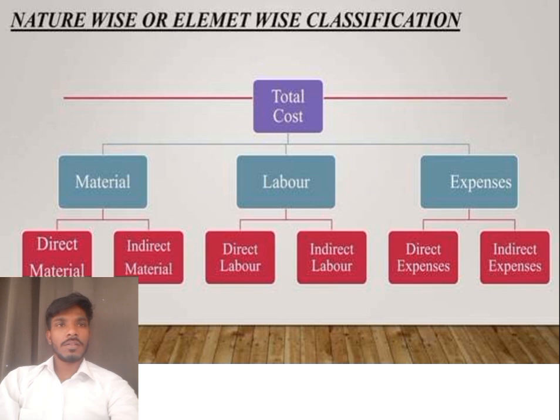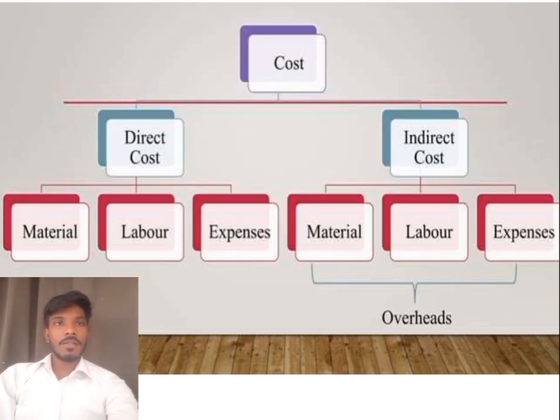First one, total cost. There are 3 elements: material, labor, expenses. Material is direct material and indirect material; labor is direct labor and indirect labor; expenses are direct expenses and indirect expenses. Cost has 2 subdivisions: direct cost and indirect cost. Direct cost has 3 elements: material, labor, expenses. Indirect cost also has 3: material, labor, expenses. These are the overheads.